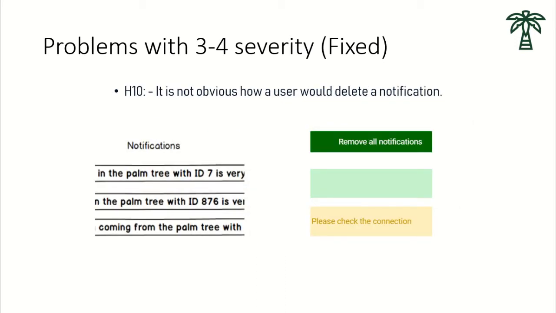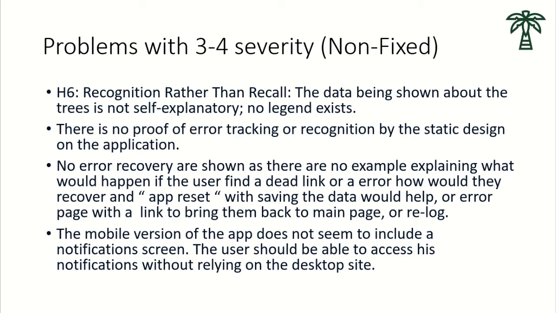It is not obvious how a user would delete a notification. We add a remove all notifications option, in which you can delete all the notifications, and there is also a close button beside each notification, so you can delete the notifications individually or all by one button. Now there are some problems with severity 3 to 4 we didn't fix.